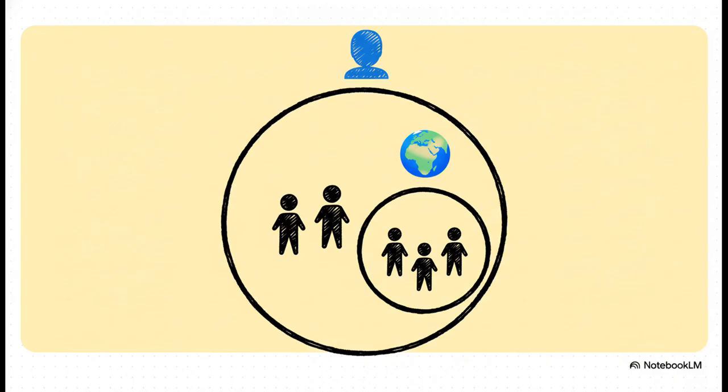Okay, here's a subtle one, but it's really important. A stranger is just anyone you don't know. A foreigner is specifically someone from a different country. So think about it. A person from your very own city can be a stranger to you, but they can't be a foreigner.